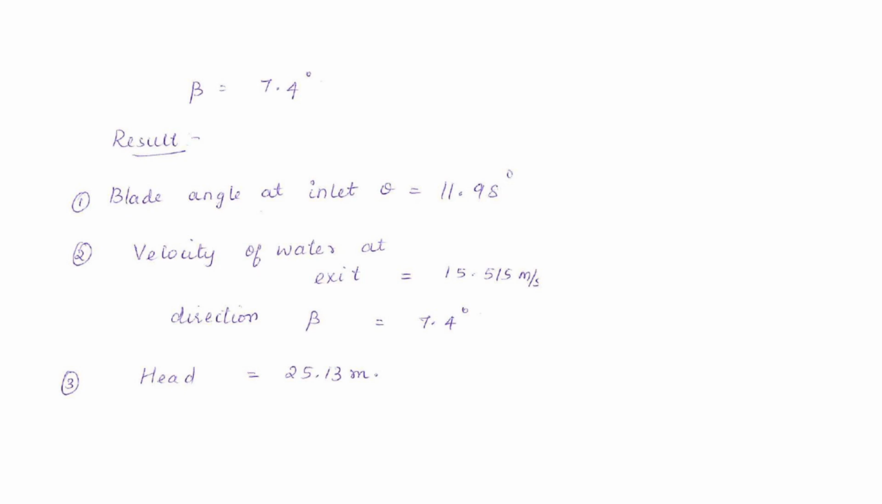Finally, you have to write the result. Blade angle at the inlet theta is equal to, velocity of water at the exit is equal to, and the direction beta is equal to, and the head developed is equal to. Okay, clear?